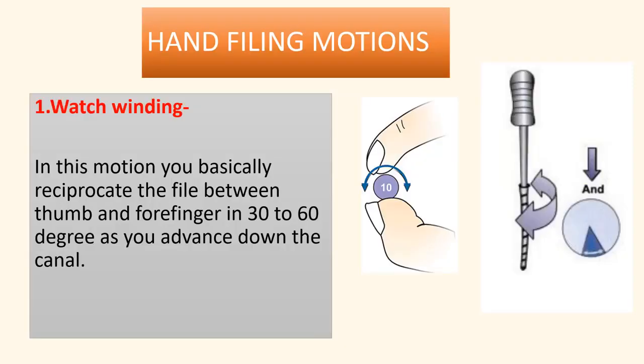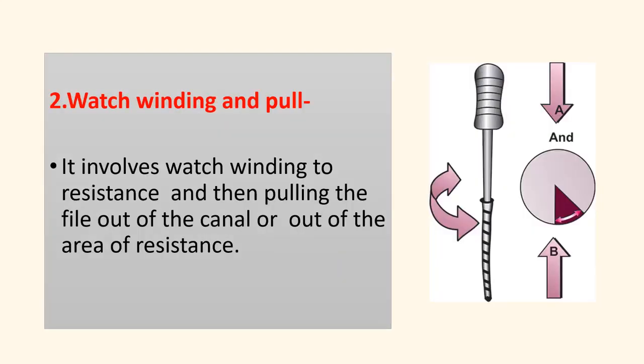Hand filing motions. We require only three filing motions during the glide path preparation. One is the arch winding, second is the arch winding and pull motion, and third is the balanced force technique. Arch winding: in this motion, you basically reciprocate the file between the thumb and forefinger at 30 to 60 degrees as you advance the file into the canal. Arch winding and pull involves arch winding to a resistance and then pulling the file out of the canal or out of the area of resistance.